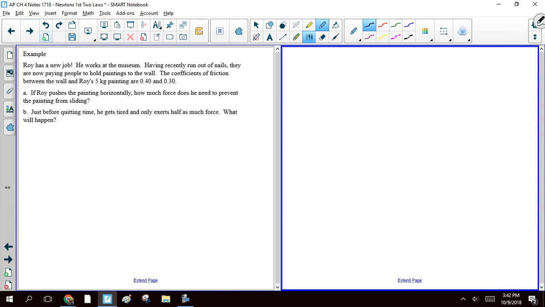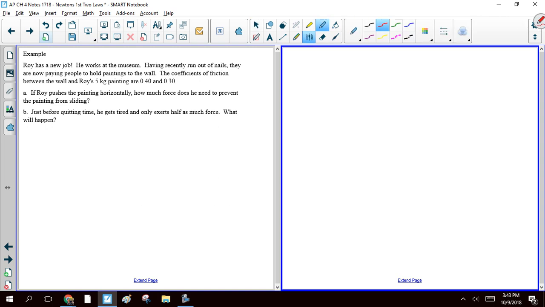All right, so it says Roy's got a new job. He works at the museum. Unfortunately, having recently run out of nails, the museum is now paying people to hold paintings to the wall. The coefficients of friction between the wall and Roy's 5-kilogram painting are 0.4 and 0.3.